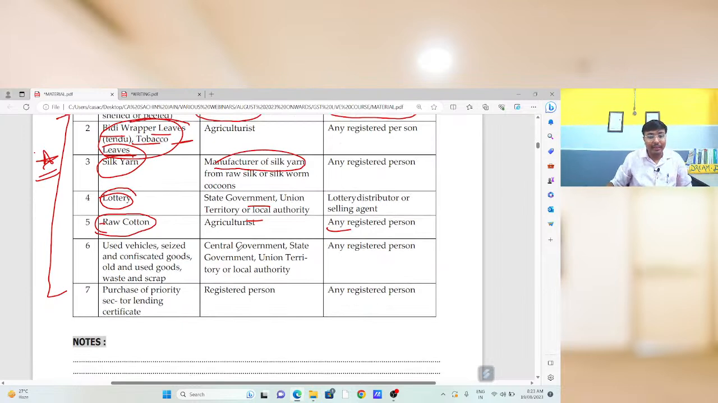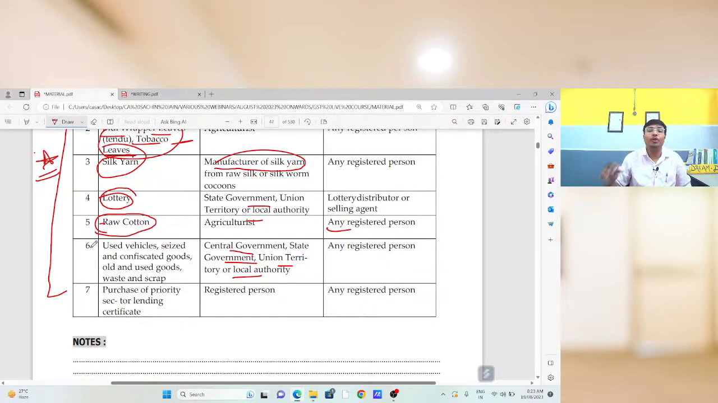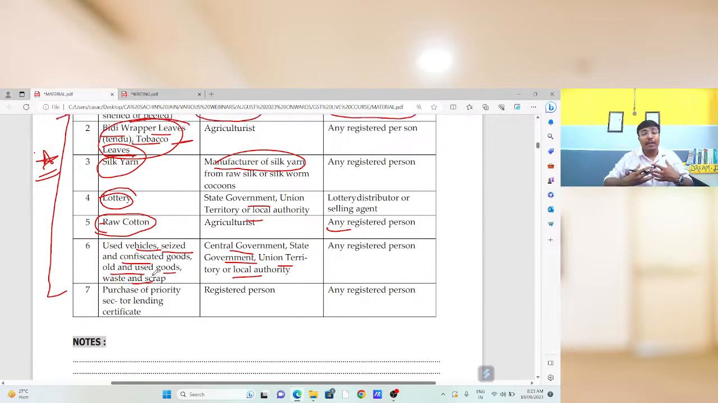If central government, state government, union territory is going to sell the used vehicles, the seized vehicles, the confiscated vehicles, and used and old goods and waste and scrap, in that case, the person who is buying those goods is liable to make the payment of taxes. But the condition is that the supply is to be made by the central government, state government, local authority, union territory. So that is the concept.